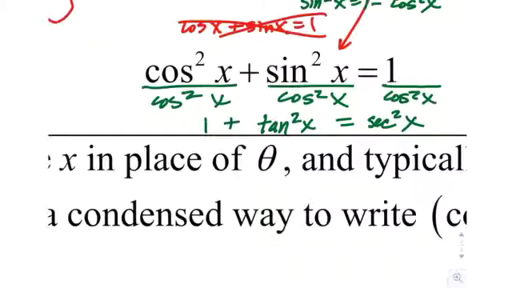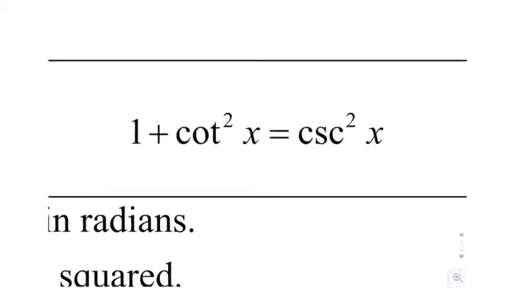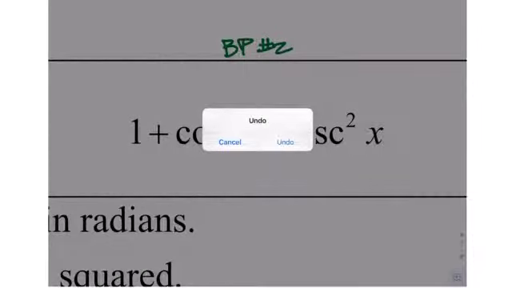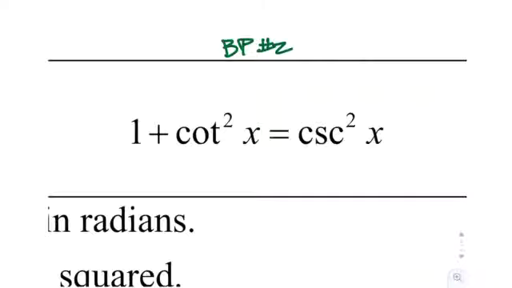Okay? Got it? Good. The last one, baby PID number 2, is 1 plus cotangent squared equaling cosecant squared. And of course, you can manipulate this as well. You could say cosecant squared minus cotangent squared is 1. Or you could solve for cotangent squared. Cotangent squared is cosecant squared minus 1. You can manipulate it.